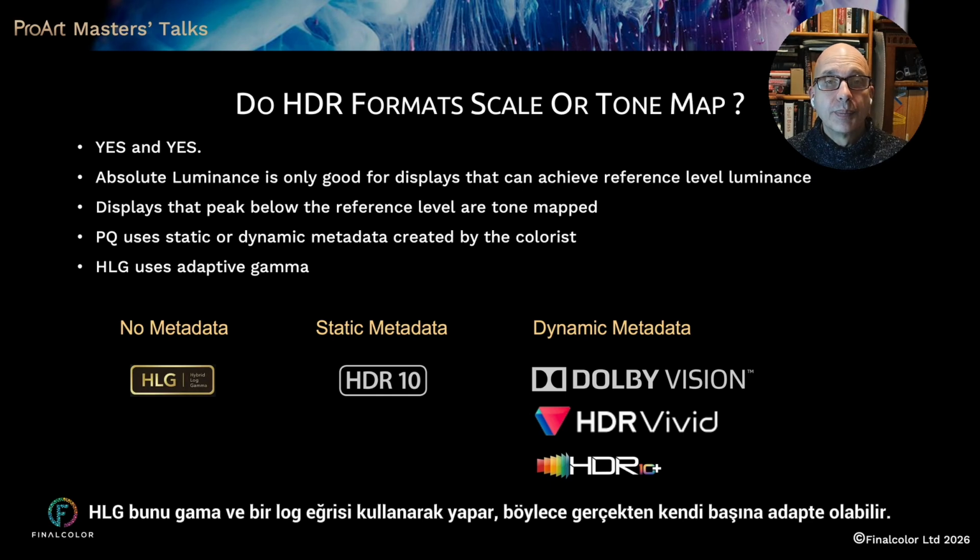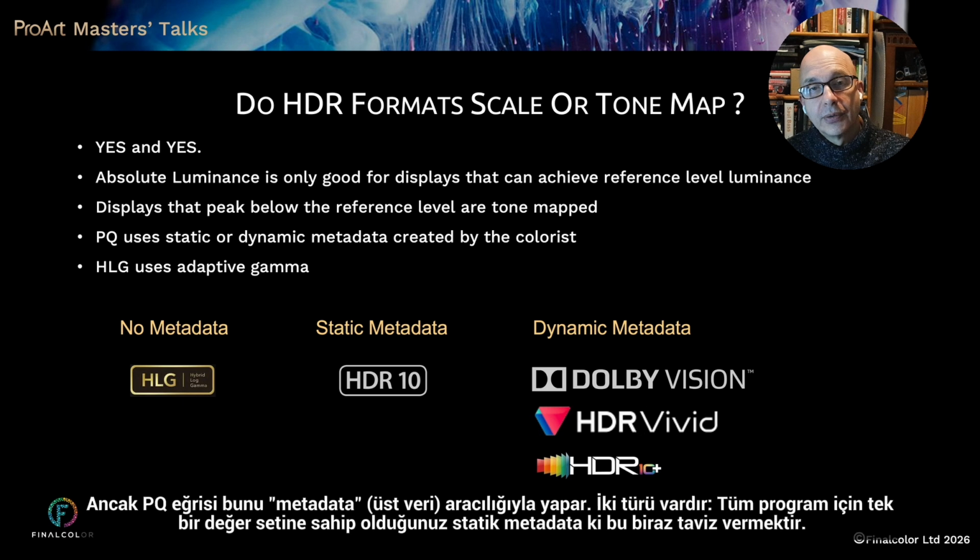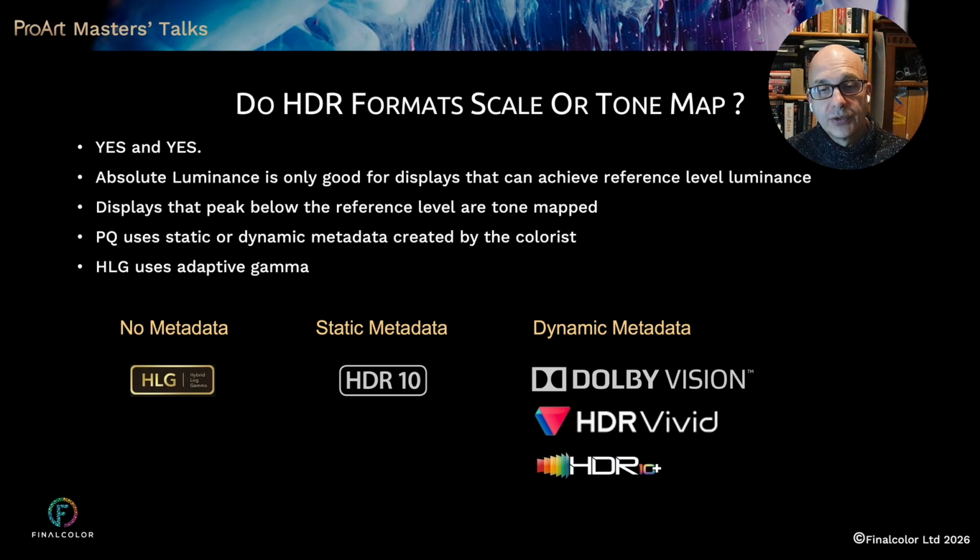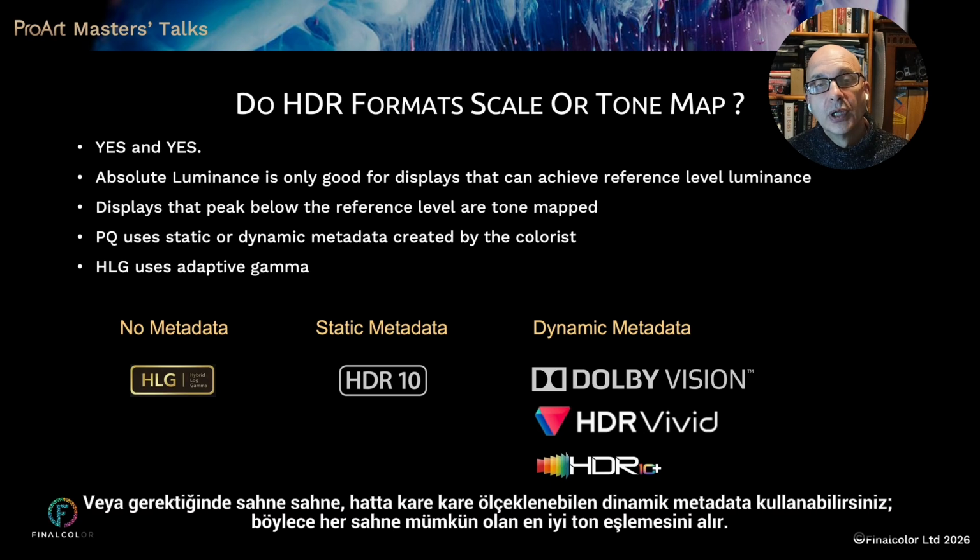HLG does it by using gamma and a log curve so that it can indeed adapt by itself. But the PQ curve does it through metadata. And there are two types. There's static metadata, where you have one set of values for the whole program, which is a bit of a compromise. Or you can have dynamic metadata, which can scale on a scene by scene, even a frame by frame basis if necessary.